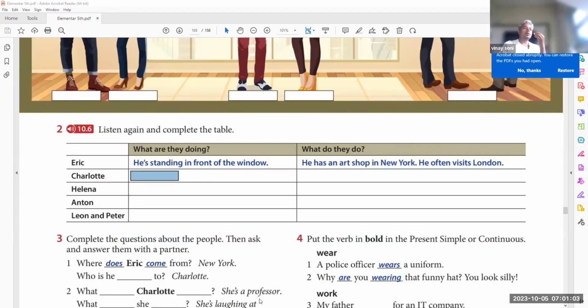So what is Anton doing? Anton is talking to Helena. He is wearing a big black hat. What does he do? He's an artist. He has an art gallery. And most of the time he lives and works in Paris.